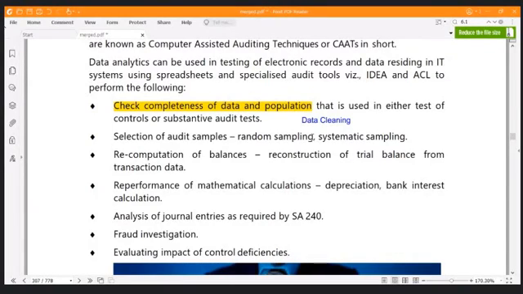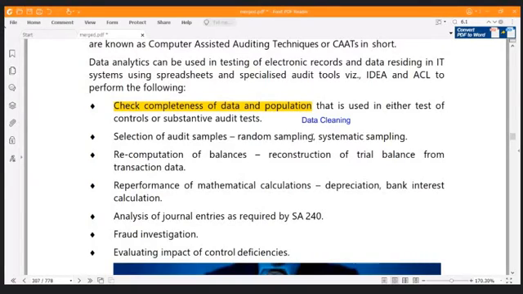Next, selection of audit samples. Once the data is clean, you upload it either for the test of controls or substantive audit tests. Test of controls, you remember, is to check whether there are adequate approvals, adequate documentation, adequate reconciliations, verifications, all that stuff. Then you have substantive audit tests, which are the actual audit procedures. Next is selection of audit sample.